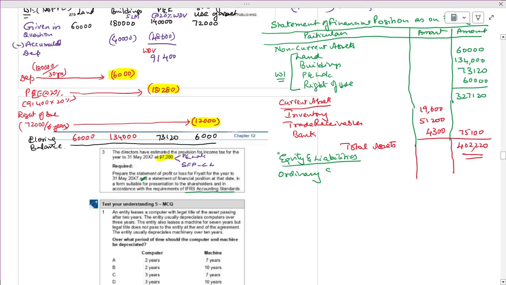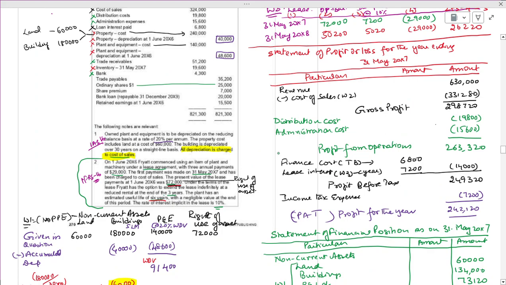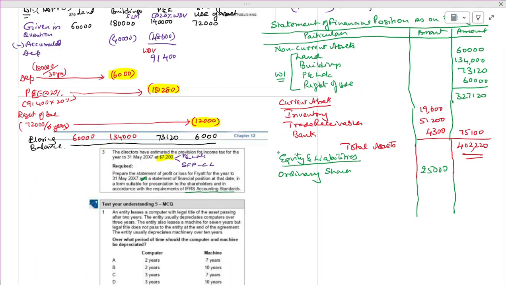Share premium. Ordinary shares, how much? 25,000. Next, what is there? Share premium. How much is there? 7,000. Retained earnings. 15,500.